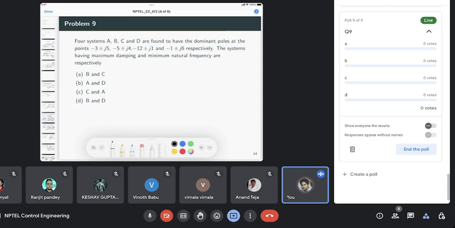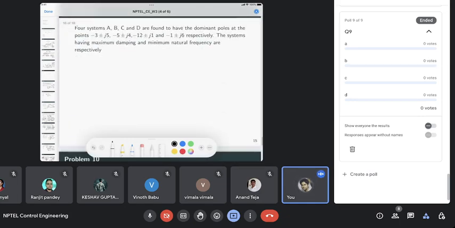Okay, let's discuss this. You are given pole locations and you have to find the system with maximum damping and minimum natural frequency. So let's draw these. What is the relation between these poles and the damping ratio and natural frequency? You already know the pole locations for a second order system. Let me explain this, then I will go to your question.